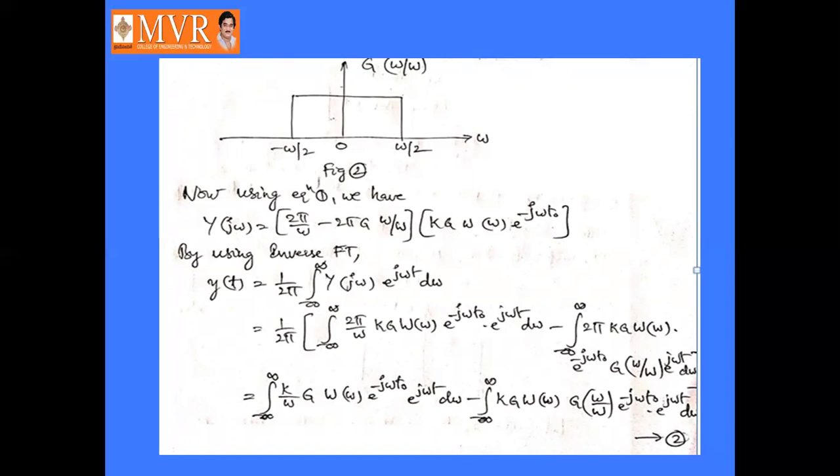Okay, so that will become the integral from minus infinity to infinity of k by omega into g of w of omega into e power minus j omega t naught into e power j omega t d omega, minus the integral from minus infinity to infinity of k g of w of omega into g of omega by w into e power minus j omega t naught into e power j omega t d omega. That is equation number 2.